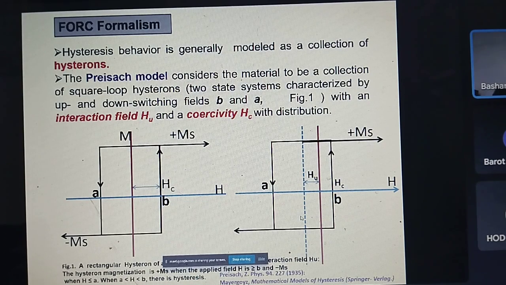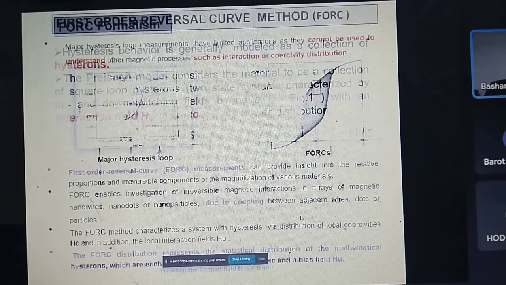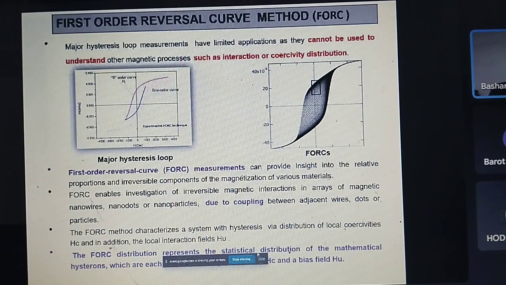What is FORC formalism? As you can see in this slide, on the left side, you'll see a hysteresis. We call this a major hysteresis loop. And on the right side, you see many loops that are inside the major loop. We call them FORCs. They are known as first order reversal curves.